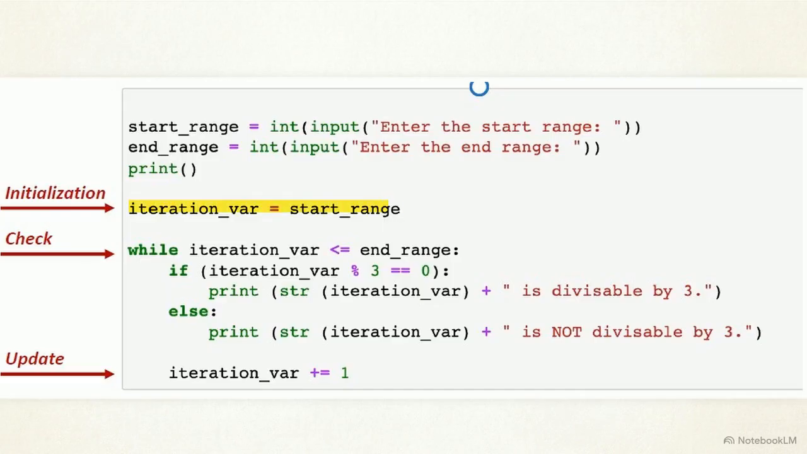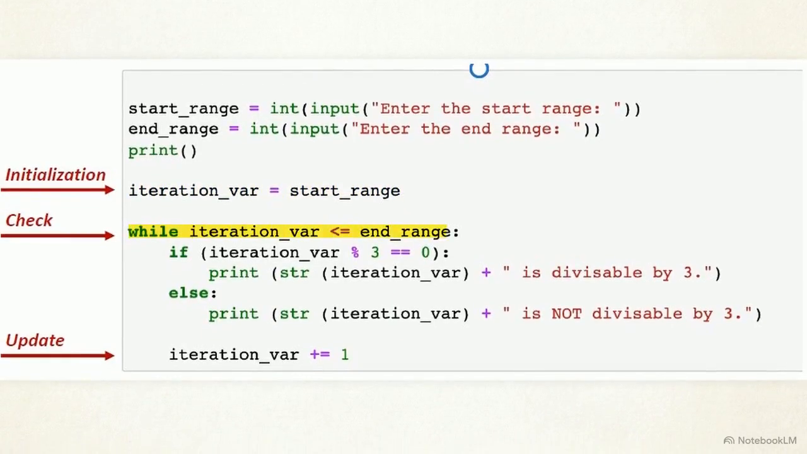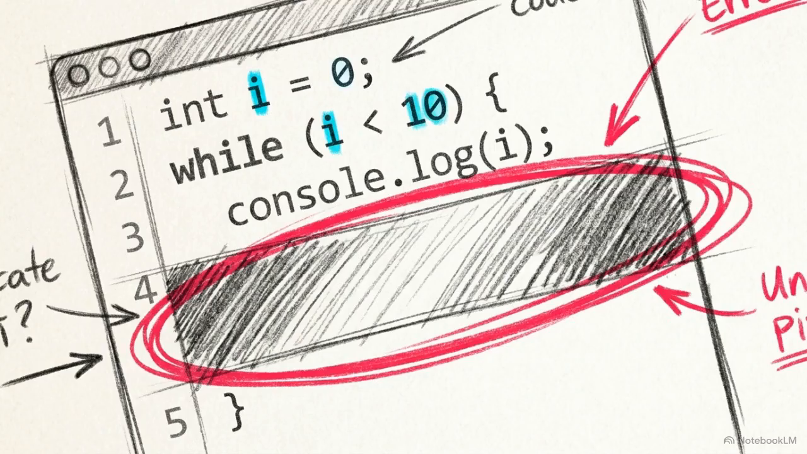This code snippet shows initialization, setting the control variable's starting value. Next, the control step, a Boolean expression boundary that must eventually become false. Finally, the update step modifies the control variable inside the loop. Missing that update is the direct cause of infinite crashes. Without it, the condition is trapped on its starting value and will never break.